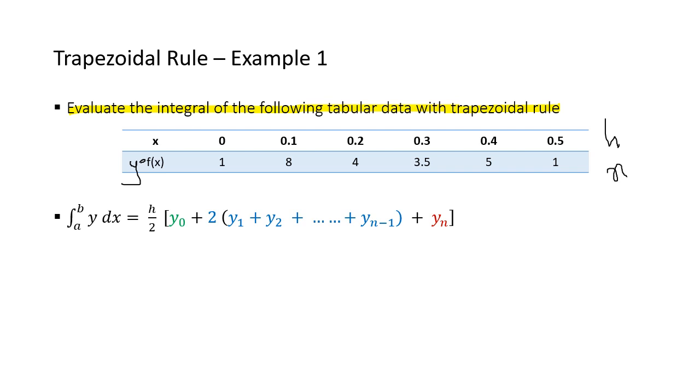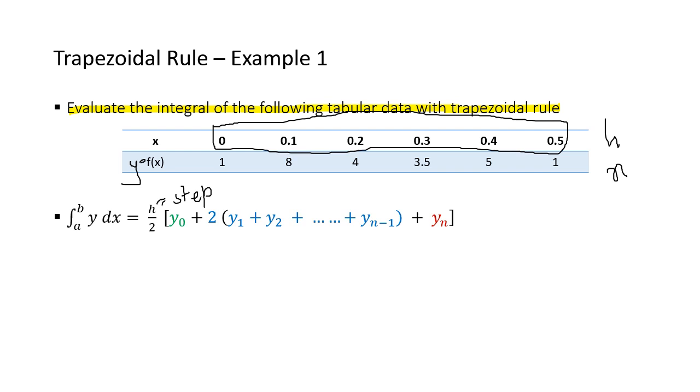So h is the step size, so we know that h is the step size. How is the step size to be calculated? If you look at the first row, those are the values of x, and step size is the size by which the value of x increases or decreases.